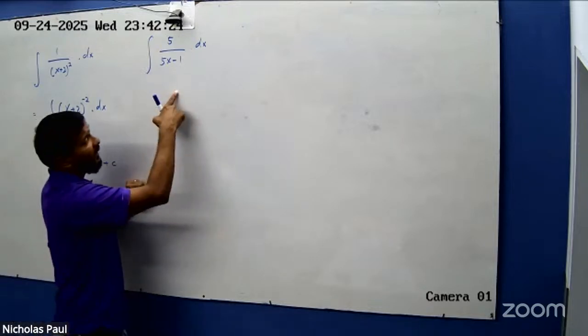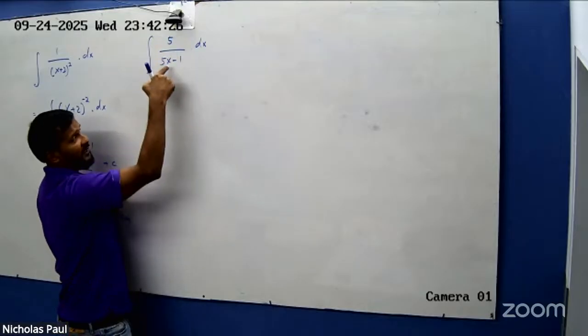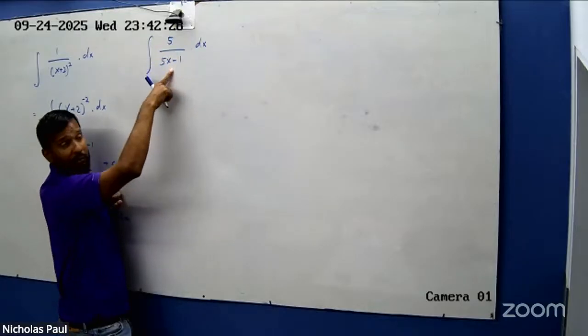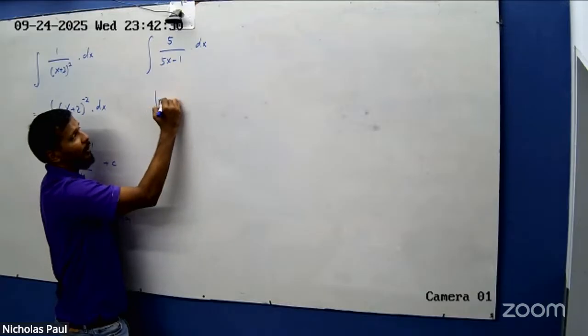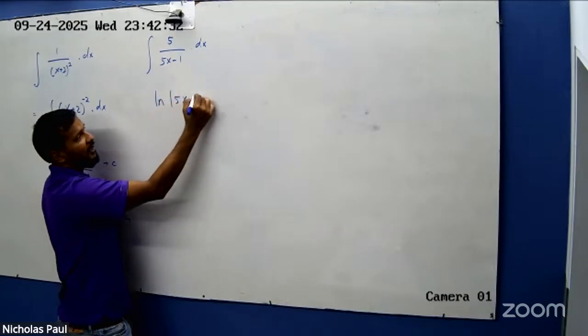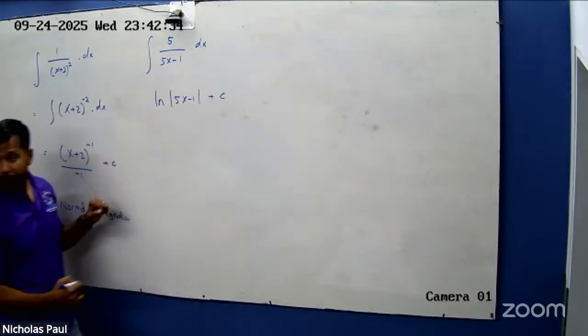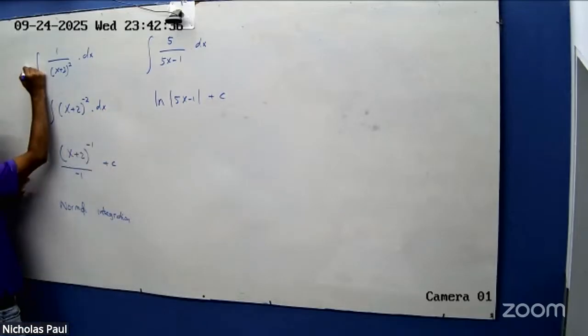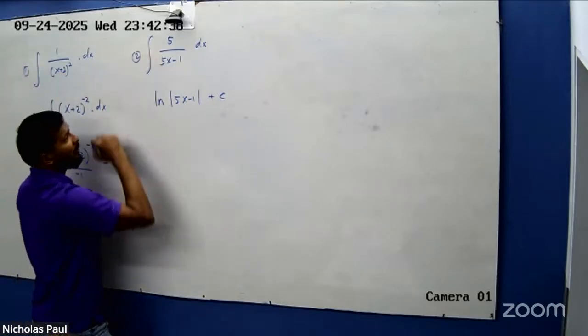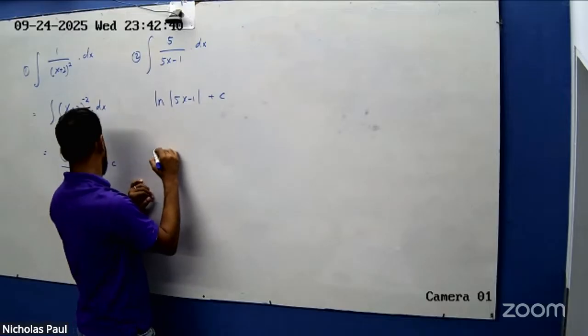This one here, whenever the numerator is the differential of the denominator, then we use ln. So that will be ln of 5x minus 1, plus c. These are two options. We did these last week. This is integration using ln.